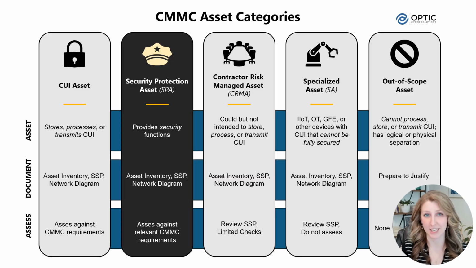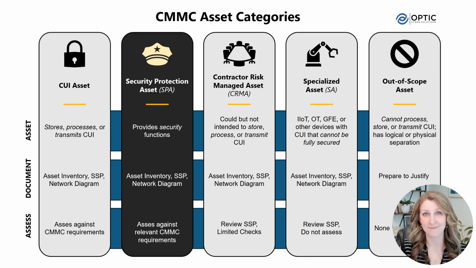Next, we have security protection assets, or SPAs. And these are the assets that provide security functions to protect our CUI assets. But the SPAs don't actually store, process, or transmit CUI themselves. So these are things like our firewalls, intrusion detection prevention systems. So they're not storing and processing CUI, but they are supporting the systems that do. And they're important for maintaining the cybersecurity of your environment, and that's why they'll be assessed against the relevant security requirements. Now, which requirements are relevant will be up to the discretion of your assessor, so you'll want to be prepared for anything.